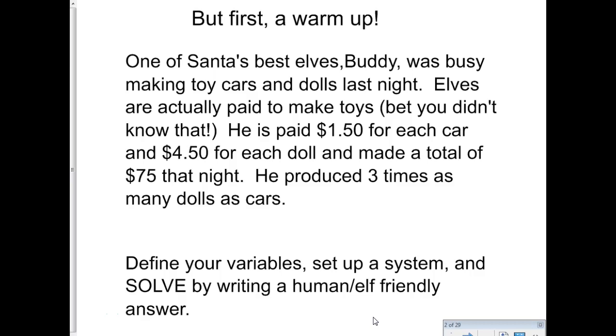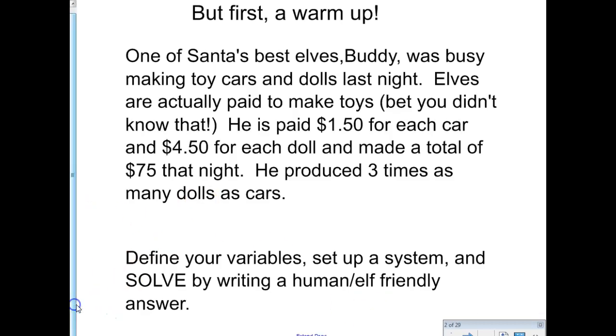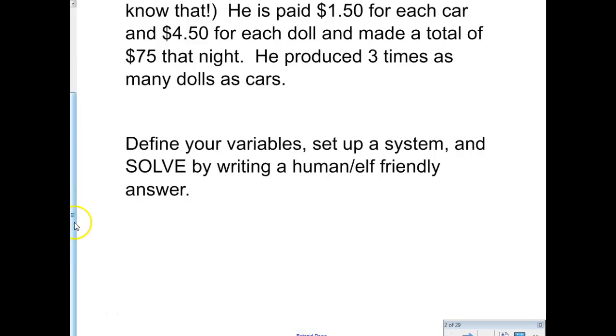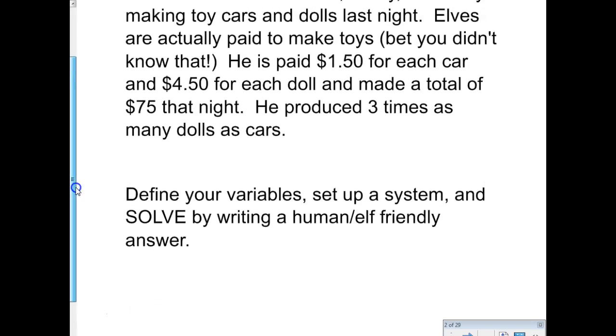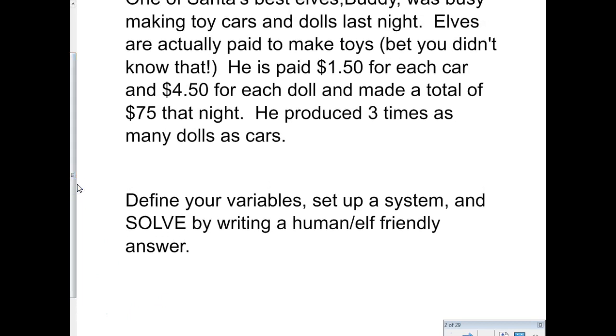He's paid $1.50 for each car and $4.50 for each doll, and he made a total of $75 that night, and he produced 3 times as many dolls as cars. So we're going to ask that you, like always with systems, define your variables very clearly. And then you're going to set up your system, you're going to find a solution, and then you're going to write a sentence for your solution.